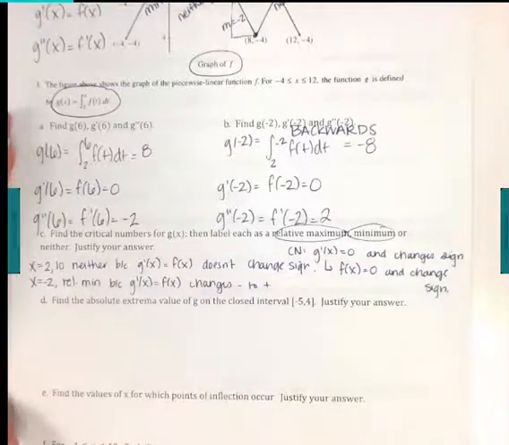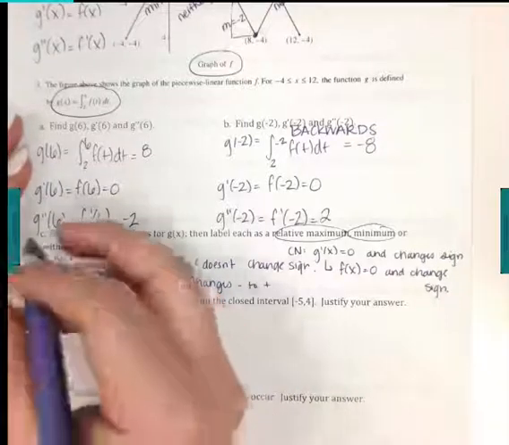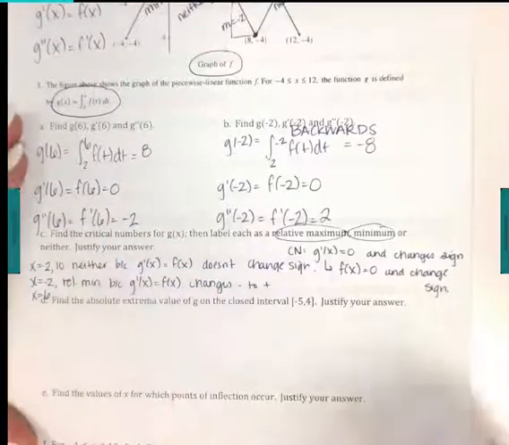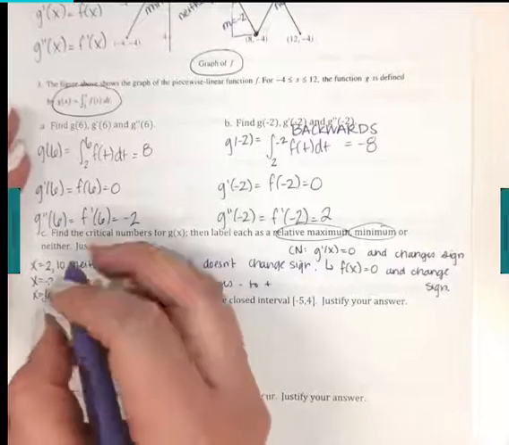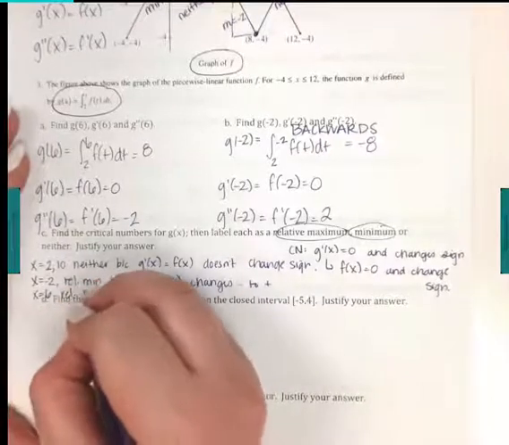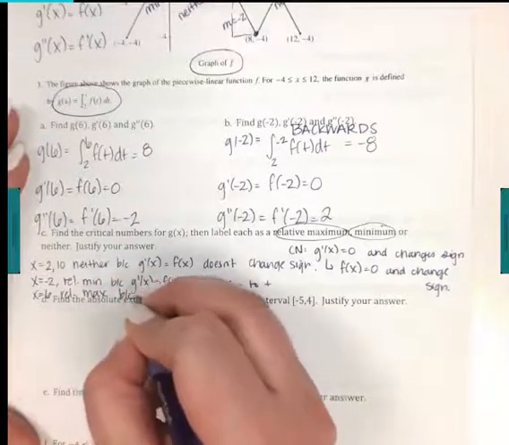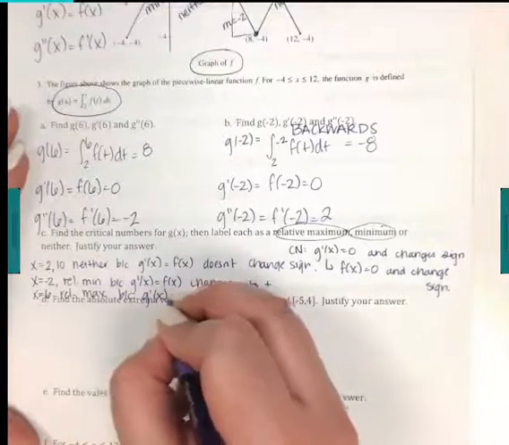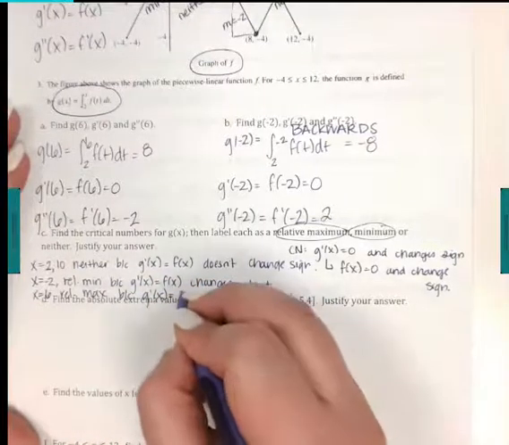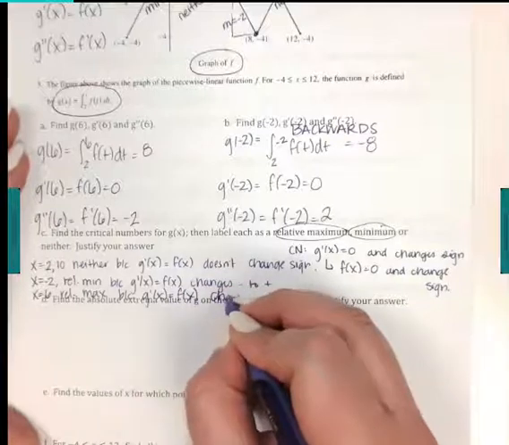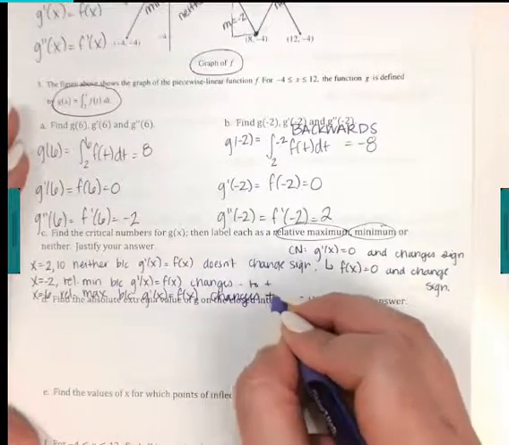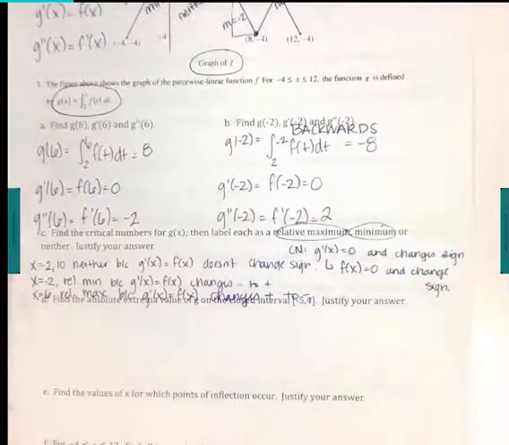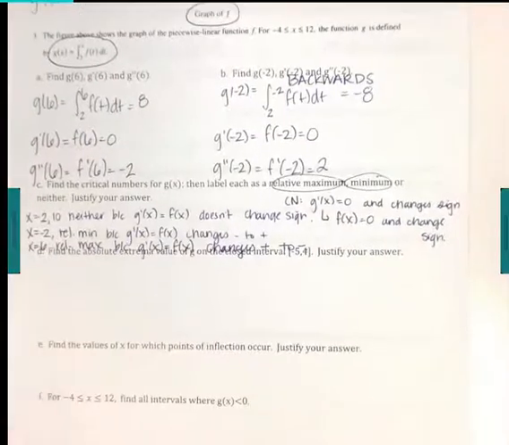Okay, and then what would my last one be after negative 2, 2, and 10? What's my last one? 6. What type is 6? Relative max. Because G prime of X, which is really what? F of X changes from plus to minus. Okay?